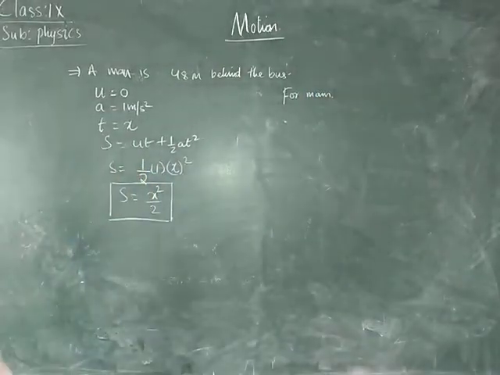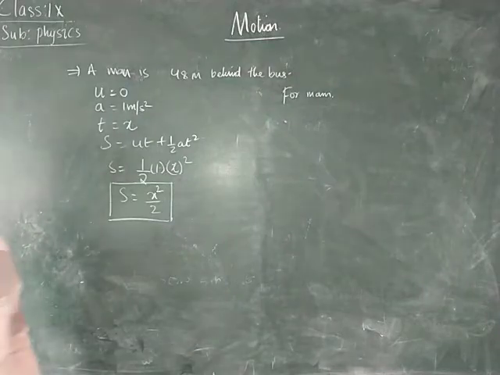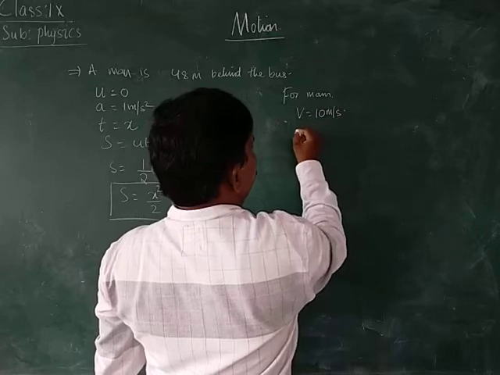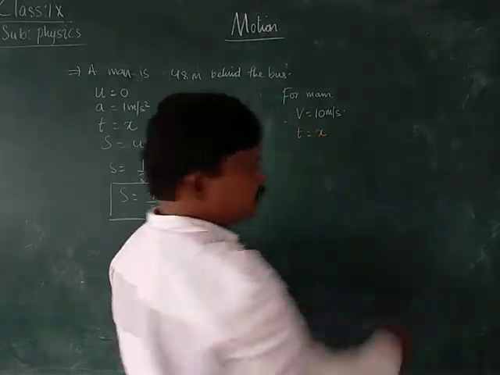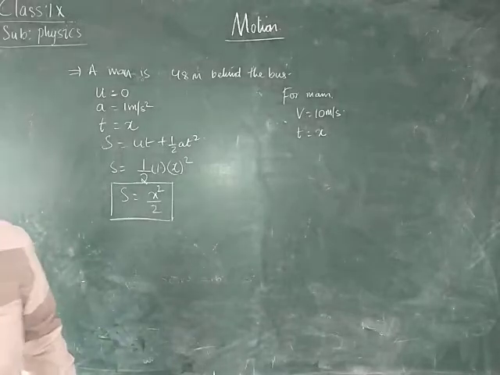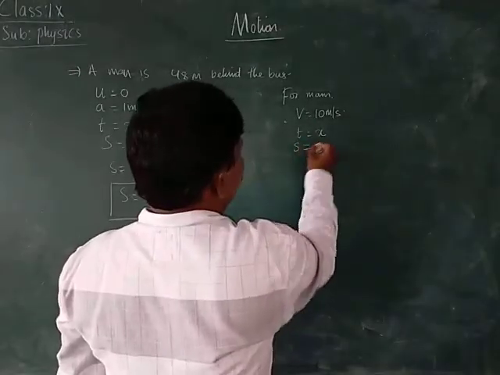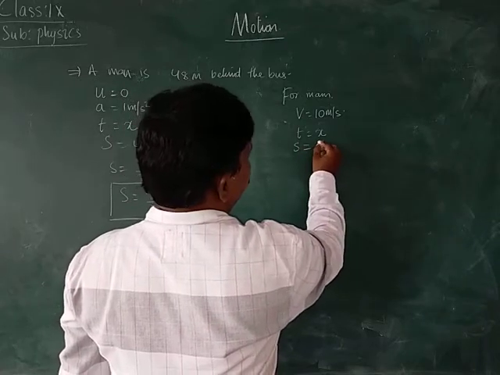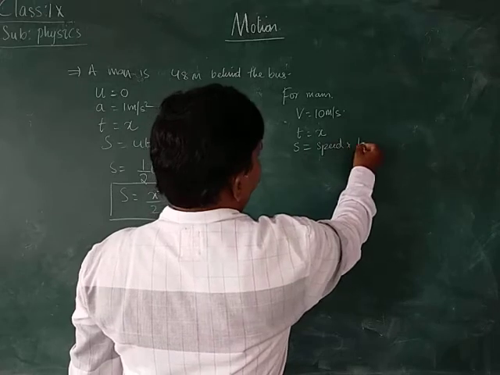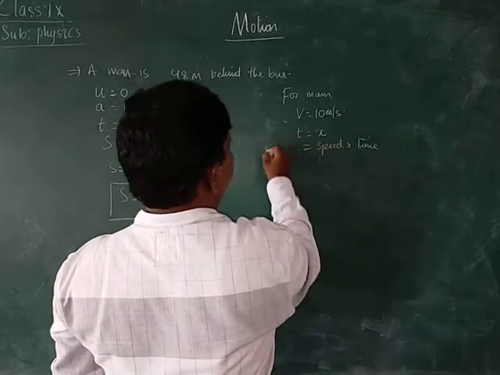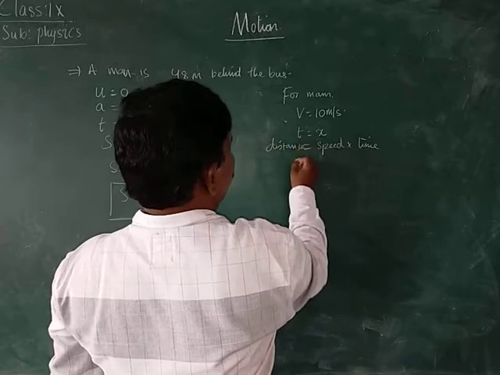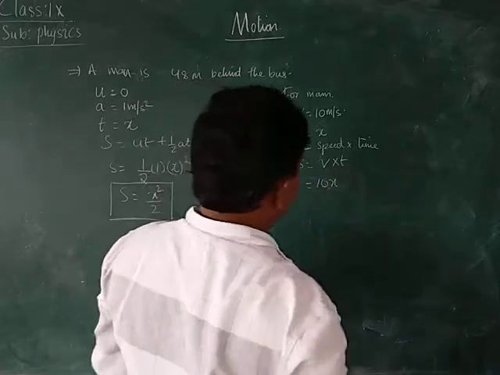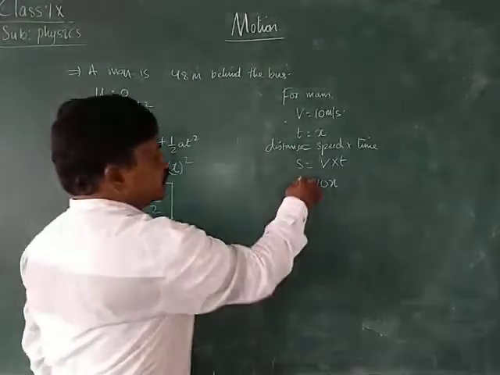And here for the man, velocity is given as 10 meters per second, and time is equal to x. Therefore, distance is equal to speed into time. So s is equal to v into t, that is 10 into x, which is 10x.